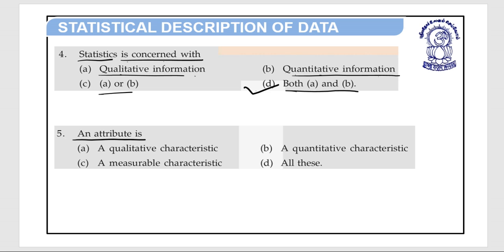An attribute is a qualitative characteristic, a quantitative characteristic, a measurable characteristic, all these. Which option is true? An attribute is a qualitative characteristic. So option A is the right answer. Okay.